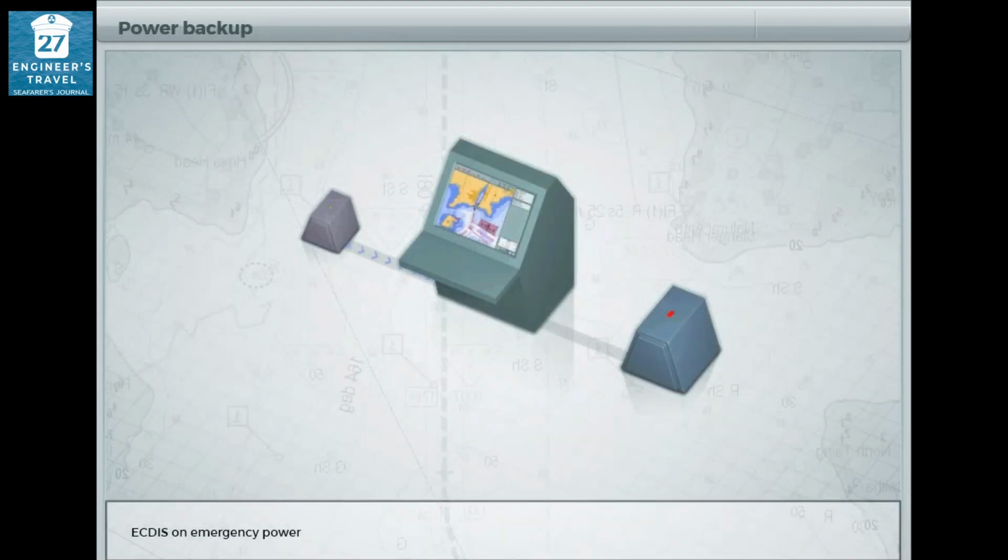The ECDIS has to be independently connected to the emergency power supply in case of mains power failure. It should continue operating normally for at least 45 seconds to allow an uninterrupted switchover to emergency power.